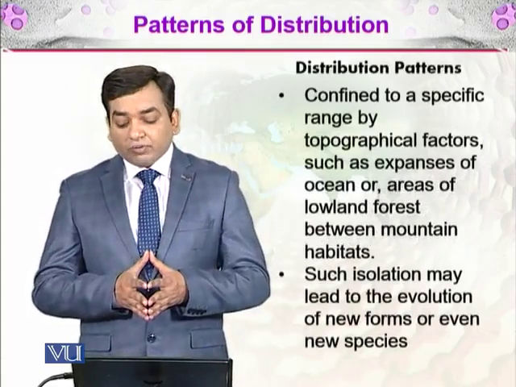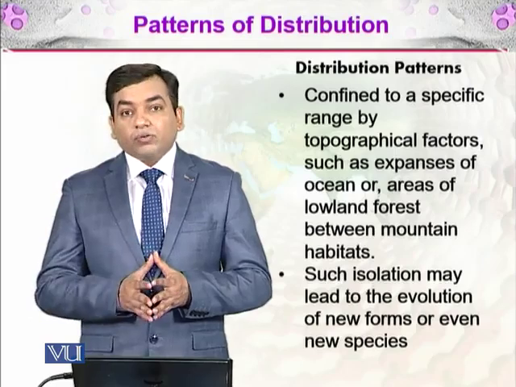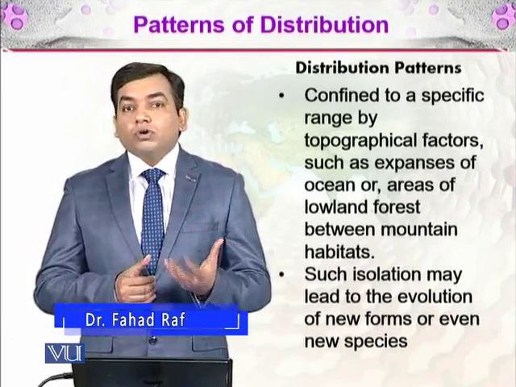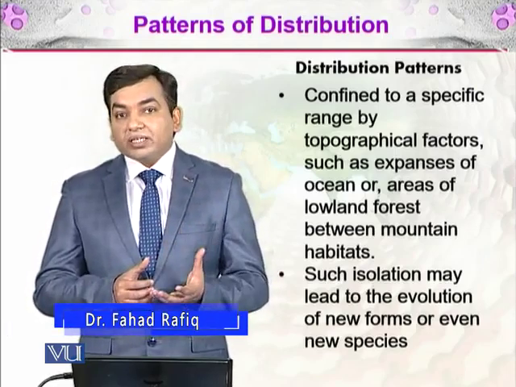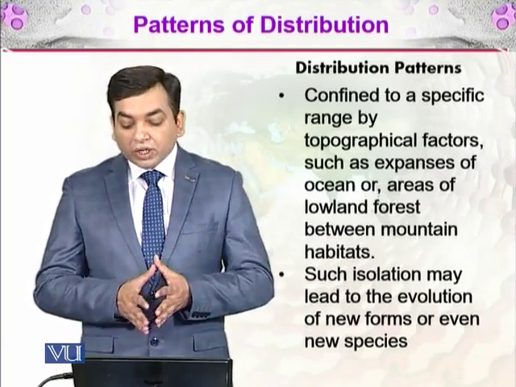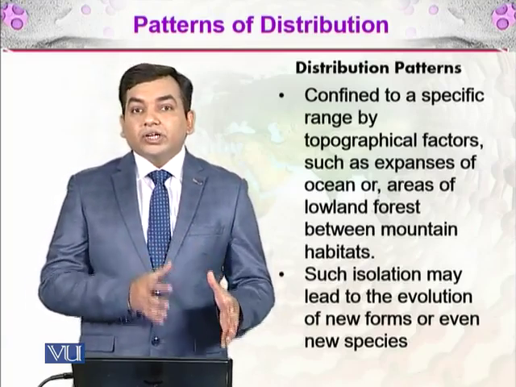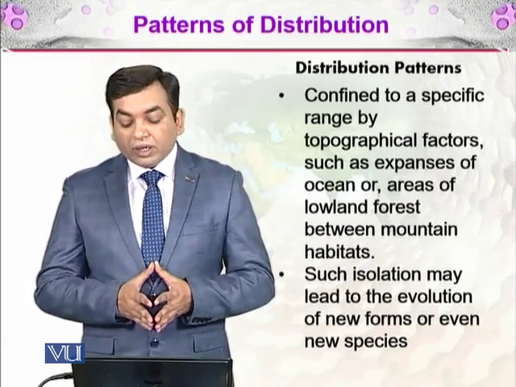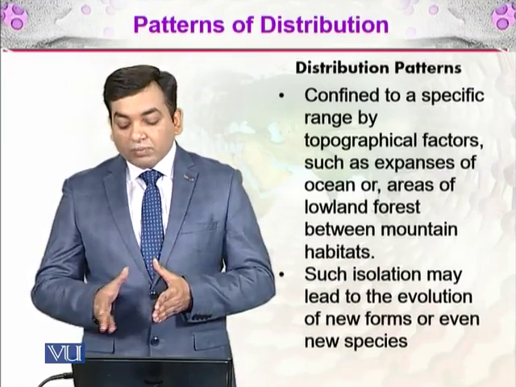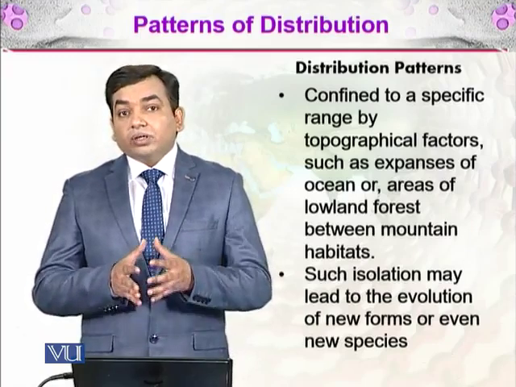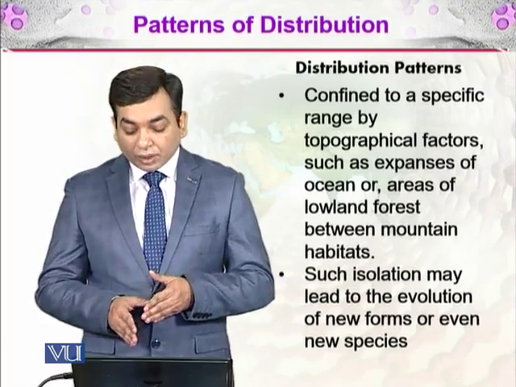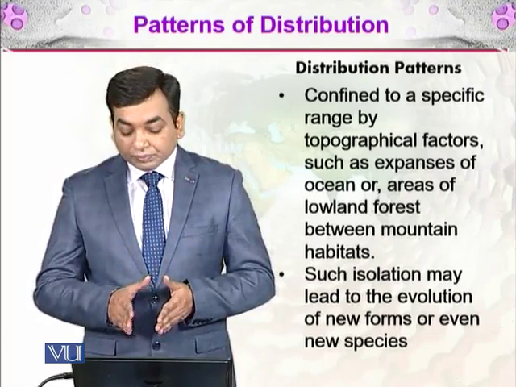So organisms are confined to a specific range by topographical factors. Wherever the word topography comes, topo means the place or the space, and graphic means to study, to measure, to write. So these are the topographical factors which are related to space, such as the expanses of ocean and areas of lowland forest between the mountain ranges. These are the different areas which limit the distribution of organisms and their pattern of distribution.